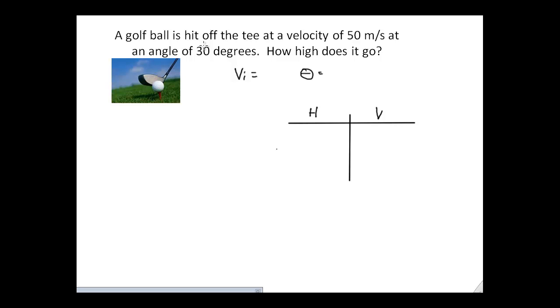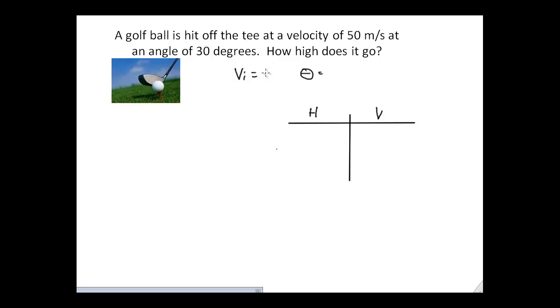Here's another projectile problem that actually has a little twist to it. It says a golf ball was hit off the tee at a velocity of 50 meters per second at an angle of 30 degrees. How high does it go? So we're looking for its maximum height. A very classic question. There's probably a 100% chance that this question will make it to the test.